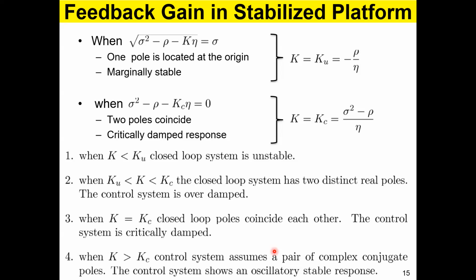And after that, that pole will enter the positive half plane, the positive side, and then the system is unstable. Therefore, we call whatever gain K that will bring one of these poles to the origin the ultimate gain, K_u, or it is going to be unstable after that point. And there you can calculate it using this equation: eta rho over eta.